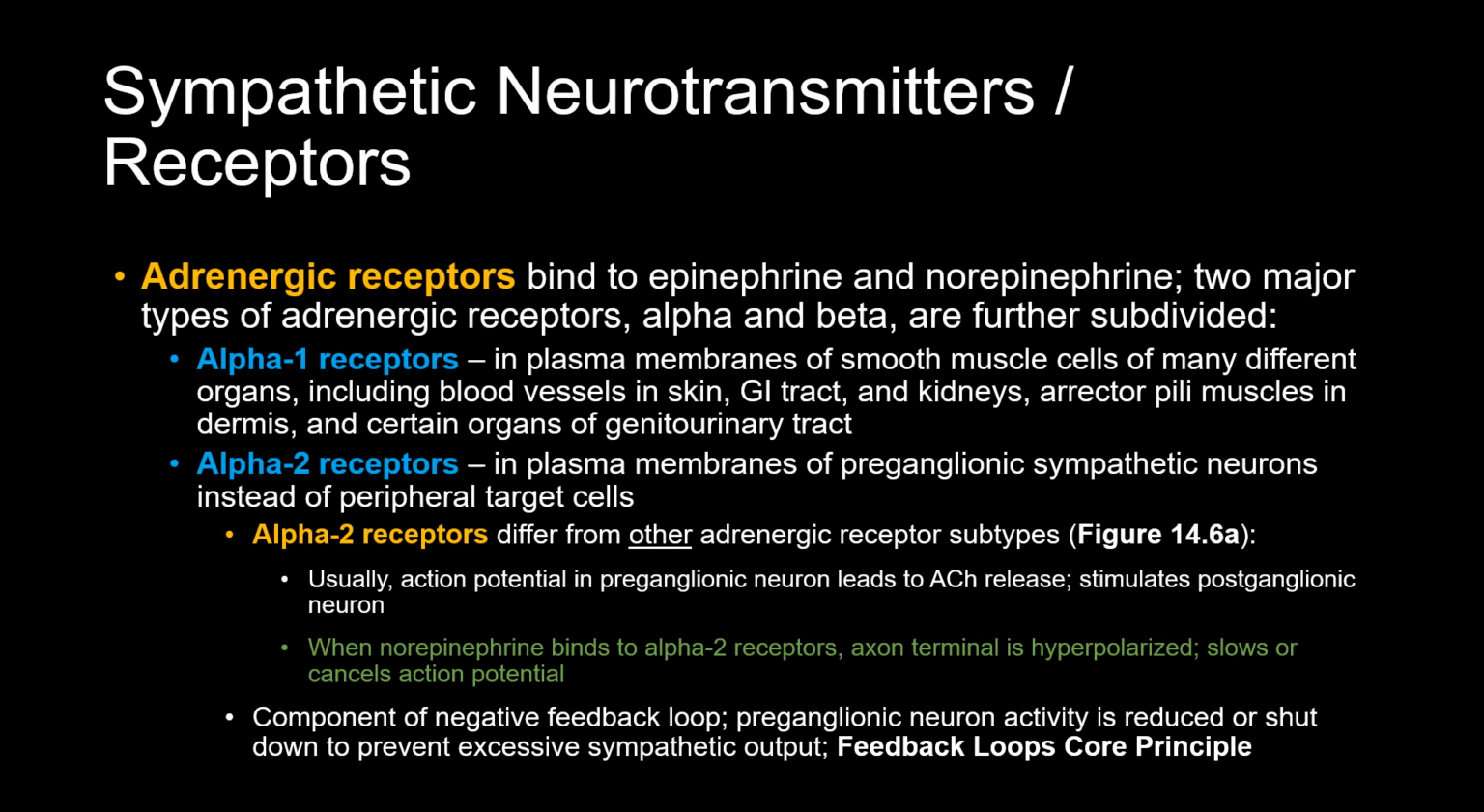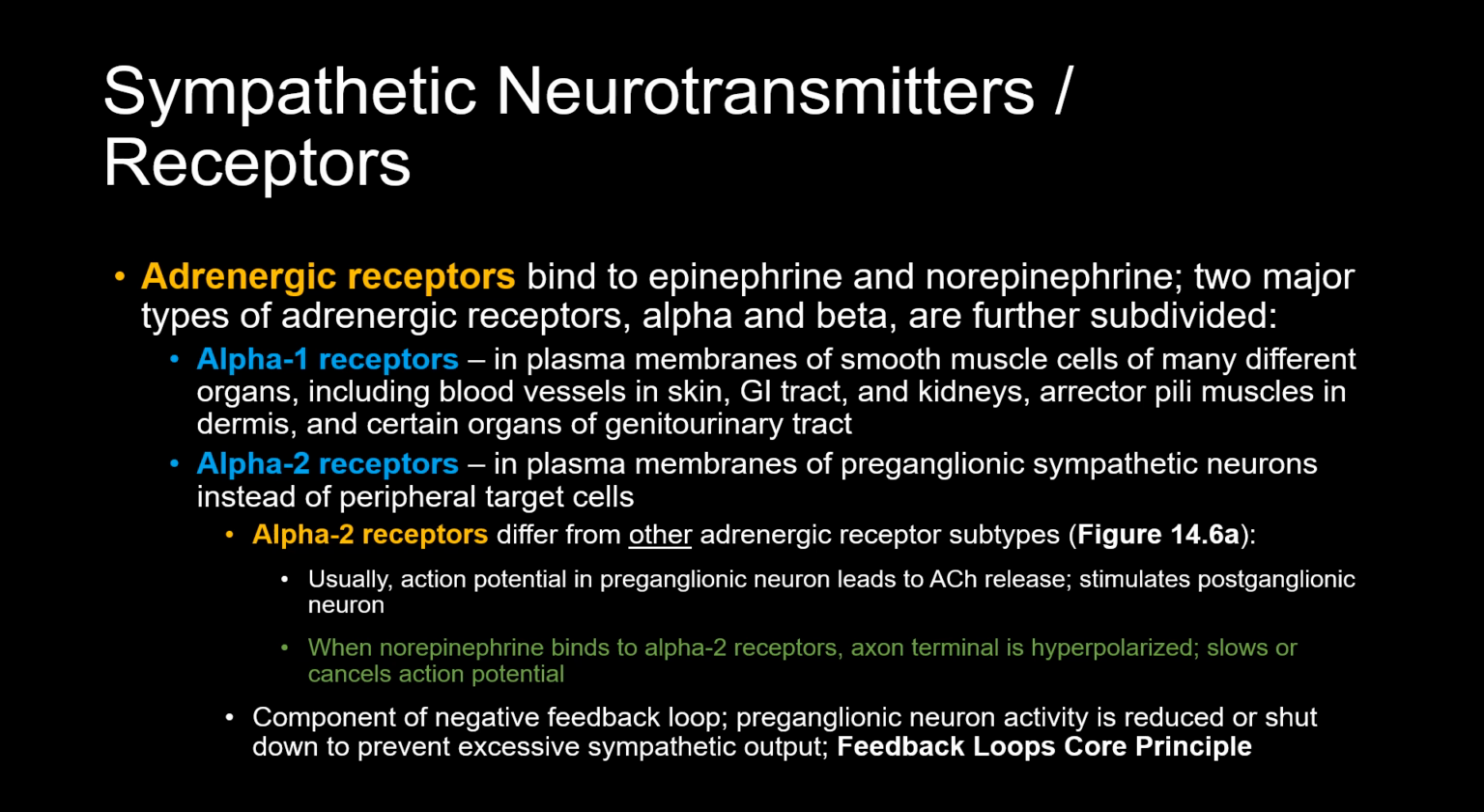And so we go back to the adrenergic receptors. These adrenergic receptors are, remember, the ones that bind norepinephrine and epinephrine. And there are 2 major types of adrenergic receptors. There are alpha receptors and beta receptors.